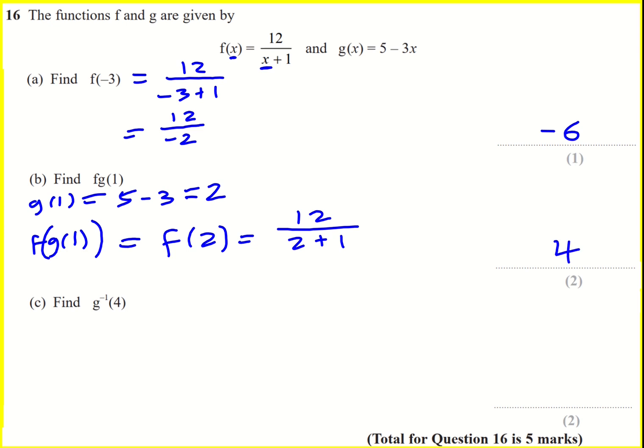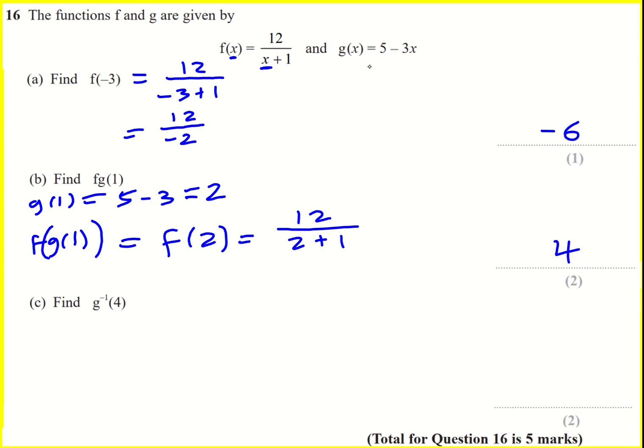We're then asked to find the inverse of g when we put 4 in. Now you could find the inverse of g in terms of x and then substitute 4 in, which I will go through in a minute. Actually, I think I'm going to do that. No, I'm going to go through a quicker way first, because I don't want you to see it and think, right, no, let's do it like this. The quickest way is actually to not find the inverse, but to use the original function.